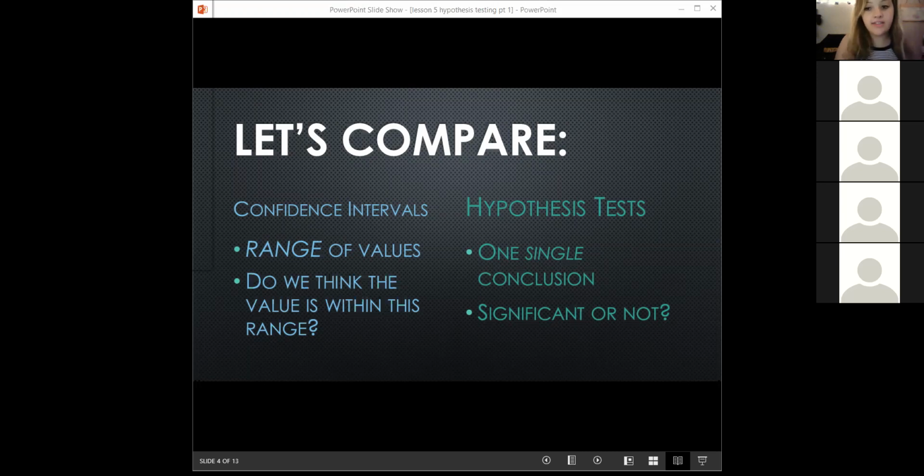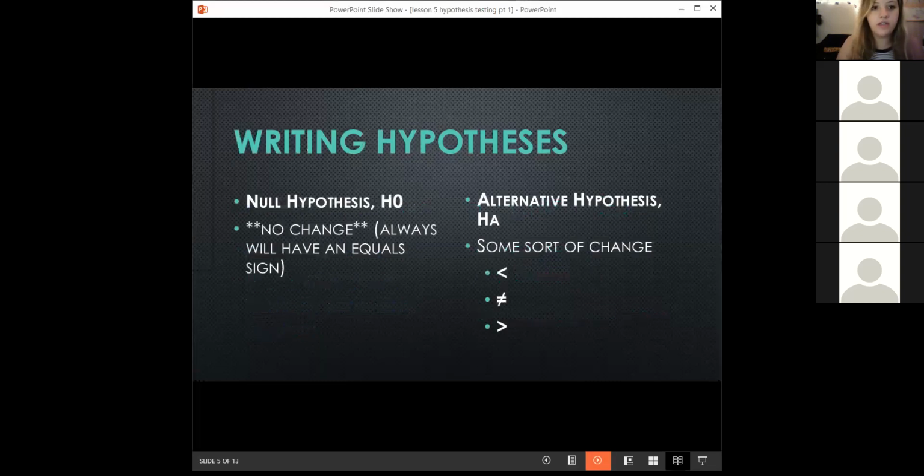But in hypothesis testing, we don't have a range. We come out with one single conclusion saying whether we think the data we brought together is significant or not. So it's kind of a final answer. We're not making any type of causal relationships. Remember, we don't really do that when we're finding these different relationships. But we are coming to an inference of whether or not the data we collected is significant, to continue to use it for the rest of our work. So that's the main difference there. Okay, so this is how we would write hypotheses.